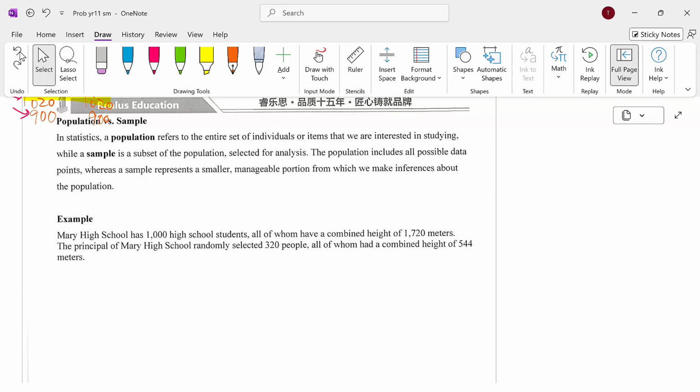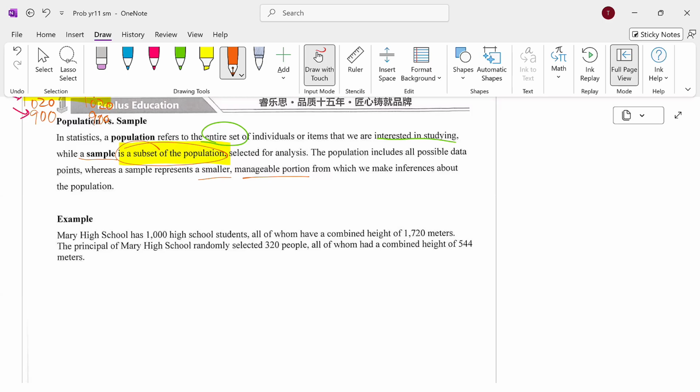Right? Let's say this. A population refers to the entire set of individuals that we are interested in studying. So it doesn't necessarily mean everything, right? While a sample is a subset of the population. Please highlight or underline this sentence here: a sample is a subset of the population. The population includes all possible data points, whilst a sample represents a smaller, manageable proportion from which we make inferences about the population. All right.